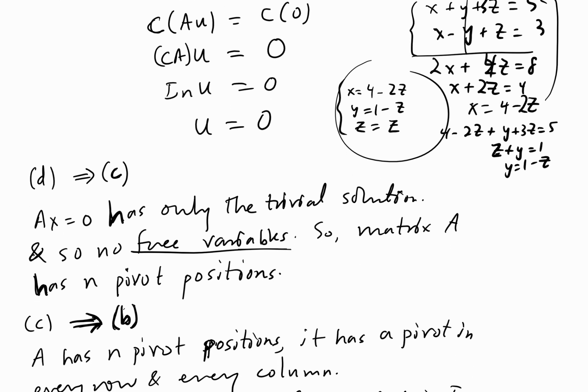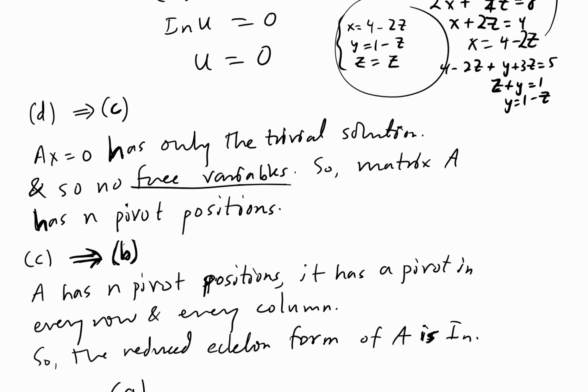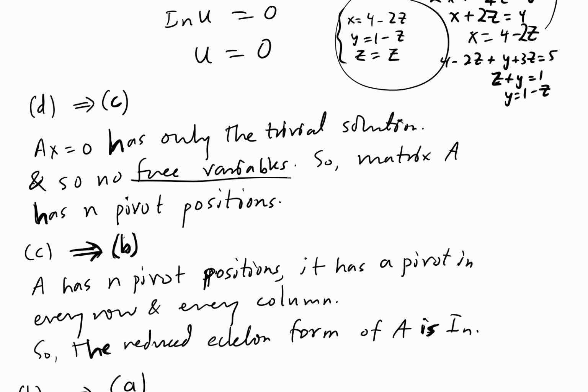And if A has n pivot positions, it has a pivot in every row and every column, right? And what we can do, we can use some row operations to write it in reduced echelon form, which will be equivalent to IN. If you remember what we defined equivalency to mean, the reduced echelon form of A is going to be IN.